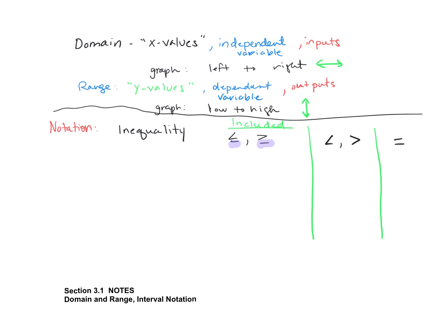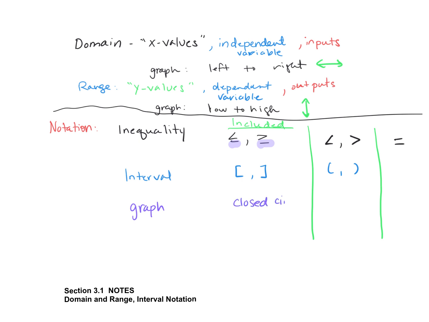So for interval notation, we have brackets and parentheses only. We do not use less than or equal to. So if it's included, as I have up here, then these will be brackets. If it's not included, then we're going to use parentheses. So now when you look at a graph, the notation is going to look like a closed circle.